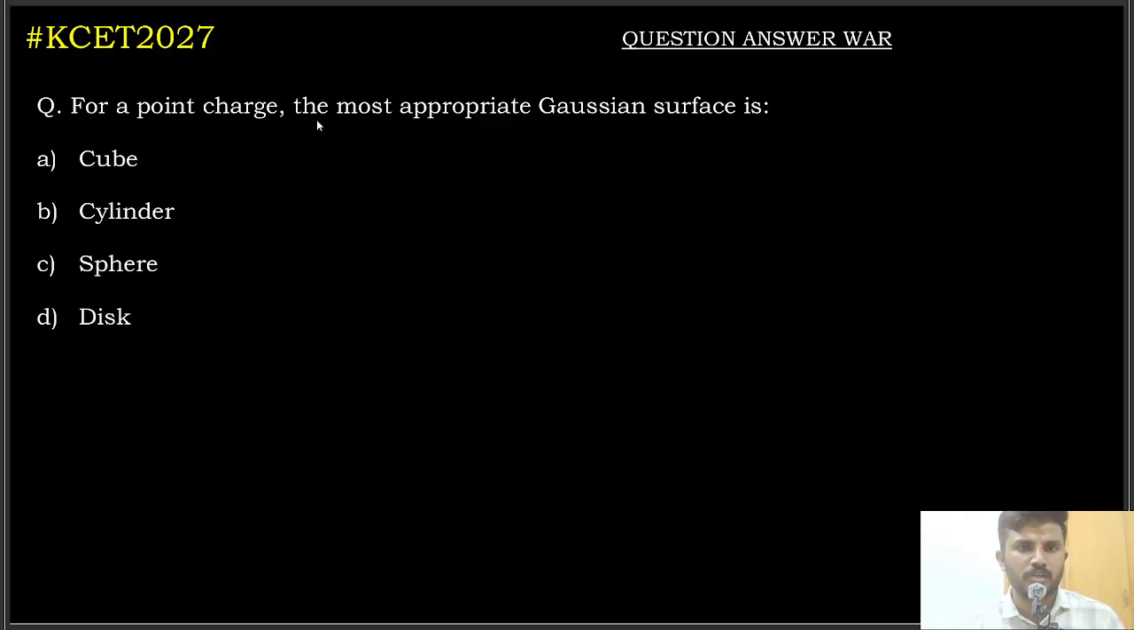For a point charge, the most appropriate Gaussian surface is a sphere. If you consider a point charge, you can consider a sphere around it. So sphere is the best Gaussian surface for a point charge. So option C is correct.